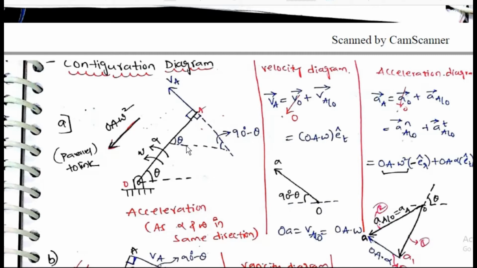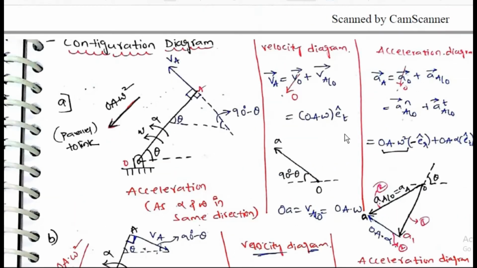Configuration diagram. Link OA is like this, then VA bar will be like this, OA omega square will be like this, alpha. Then V bar OA is equal to OA omega ET bar, it will be like this, theta. If the triangle is drawn like this, then with the horizontal it will be 90 minus theta. Acceleration O small a is equal to OA. In this diagram, V is equal to VA by O is equal to OA omega.